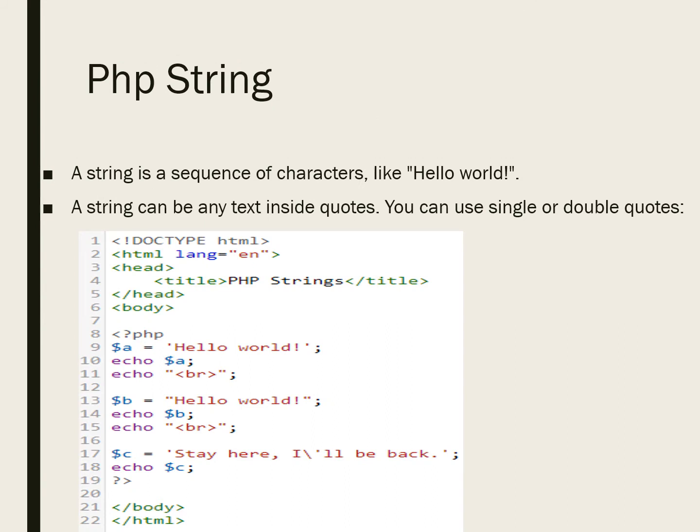Let's start with the first data type, which is the PHP string data type. First of all, we know that a string is a sequence of characters, and each character in this string is equal to a 1 byte character. Let's have an example of it, like Hello World. This is a string declared in double quotes.